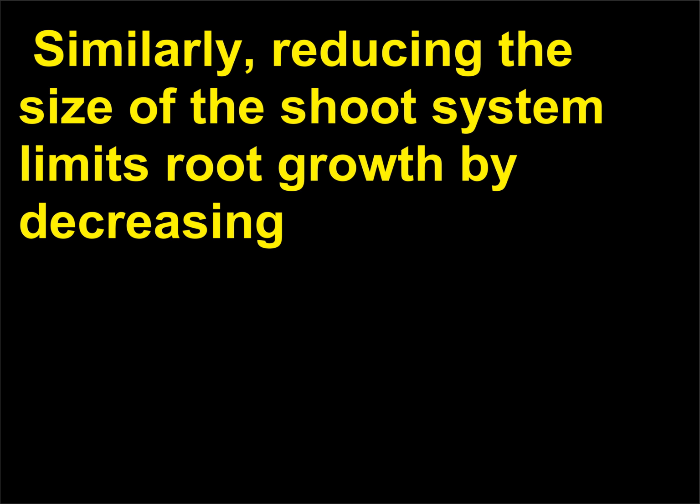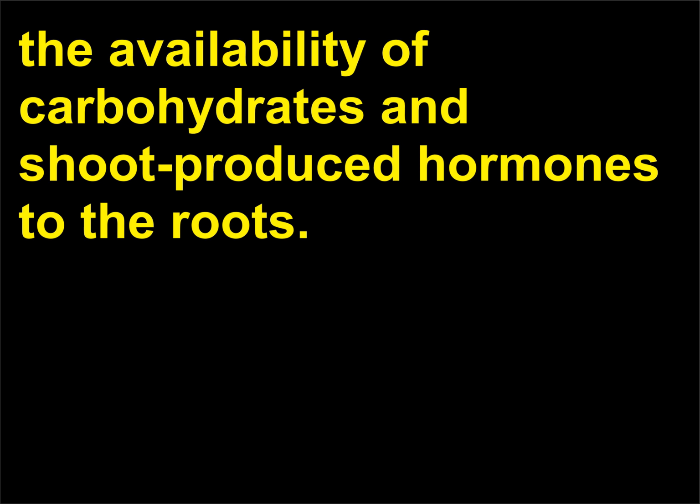Similarly, reducing the size of the shoot system limits root growth by decreasing the availability of carbohydrates and shoot-produced hormones to the roots.